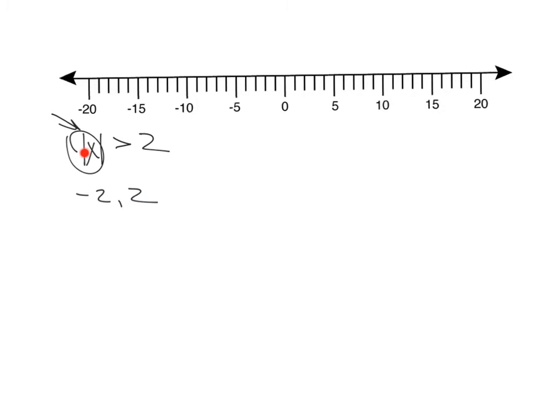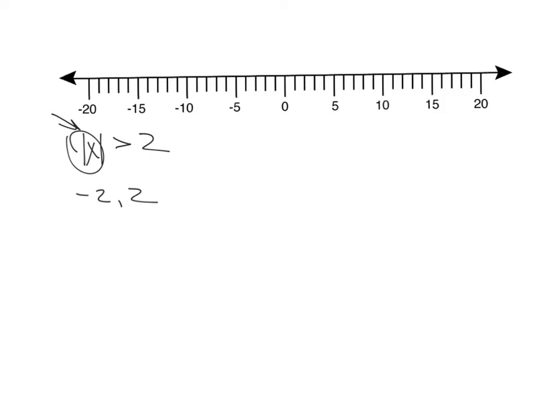But it's asking me to tell you all the numbers that are further away from 0, and that's one of the things that's going to help you understand this. I'm looking for all the numbers that are further away from 0 than 2. Great, numbers that are greater than 2. Okay, so what numbers are further away from 2?